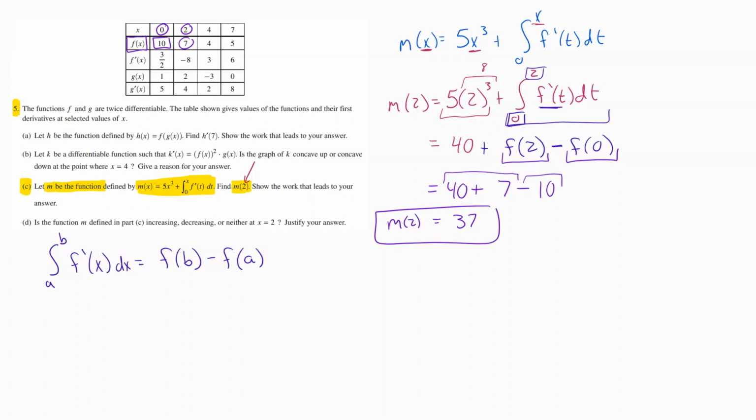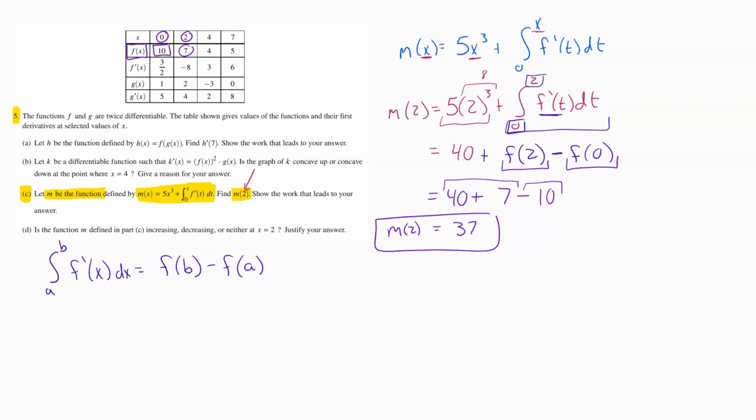So this problem was pretty straightforward. They would have given you 1 point basically for doing all of that work, and you'd be done.